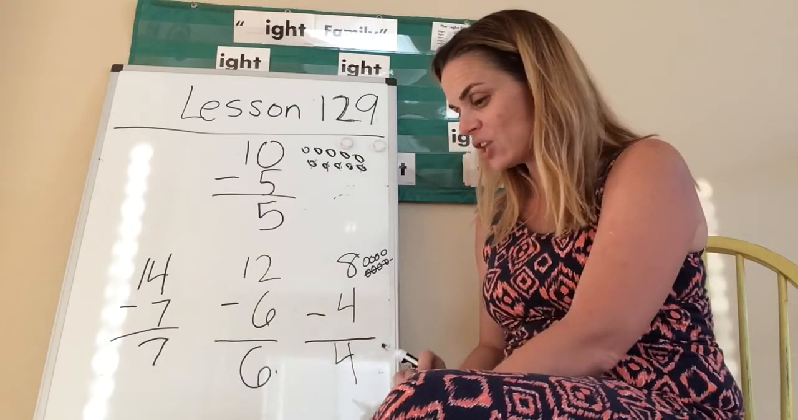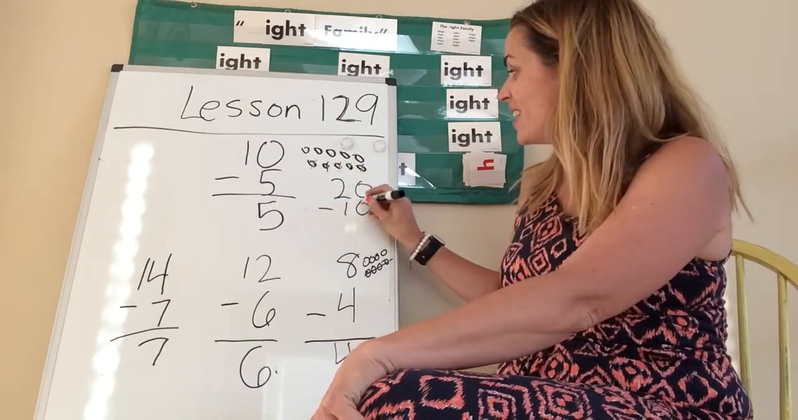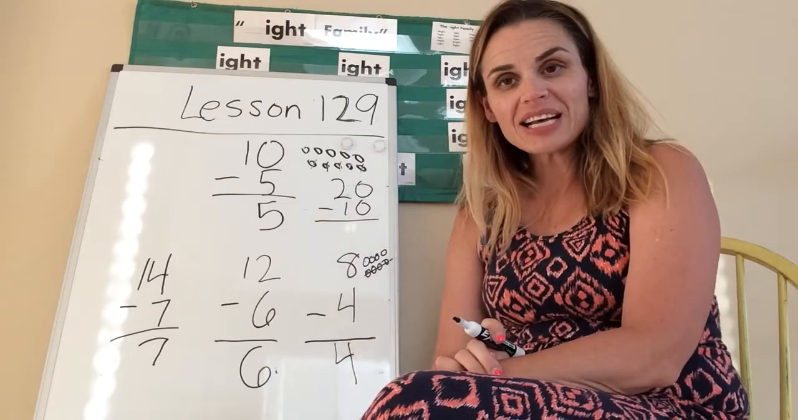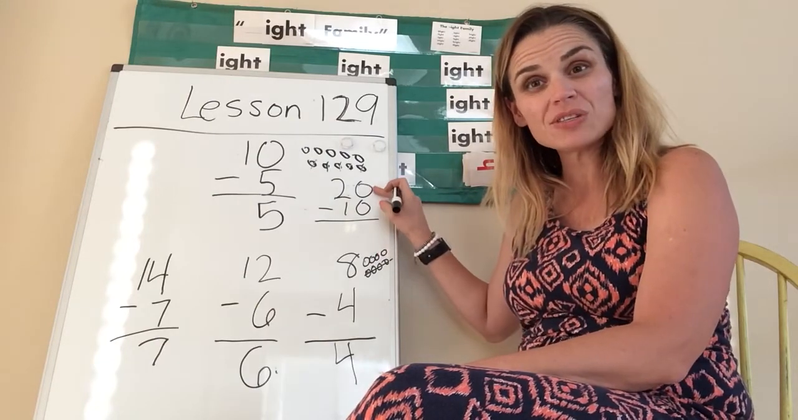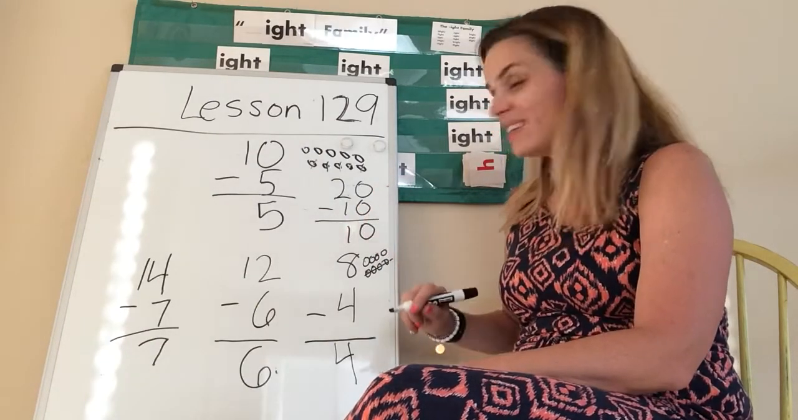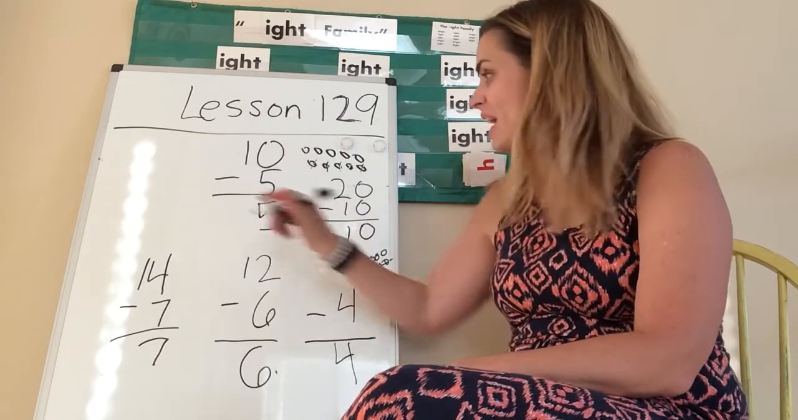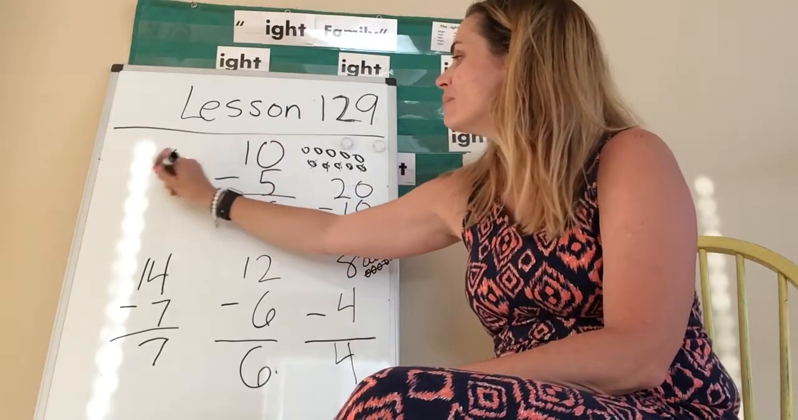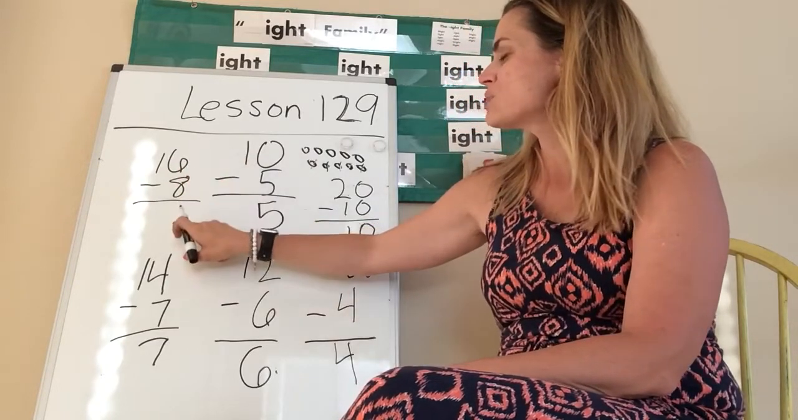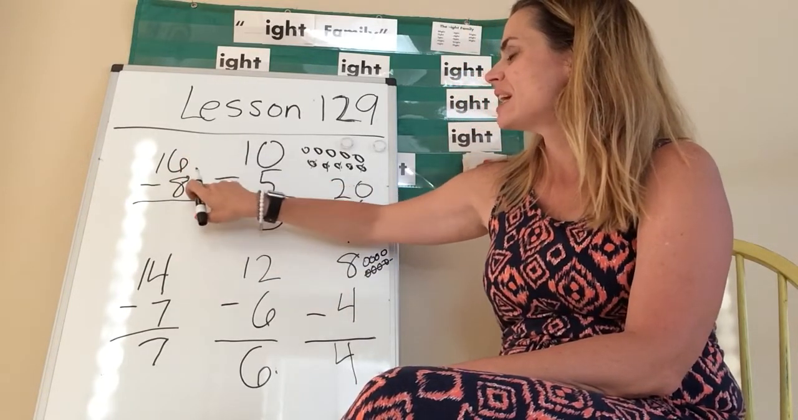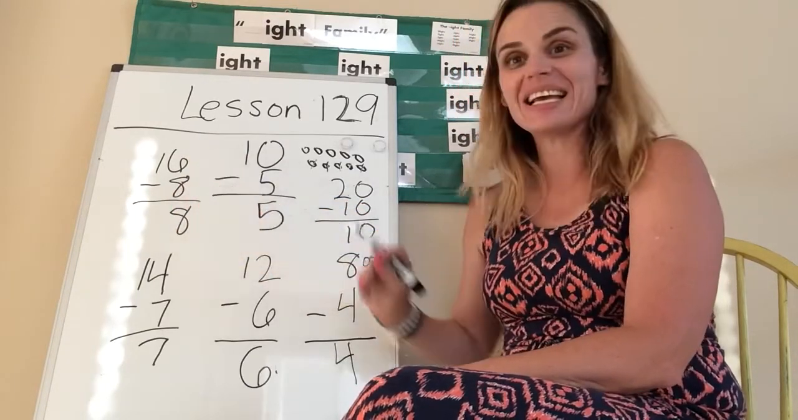All right, so let's take a look. How about 20 minus 10? That's a big number. But is this a doubles fact right here? It is. 10 plus 10 equals 20, right? So 20 minus 10 is 10. Let's try one more. 16 minus 8. What is 16 minus 8? 8 plus what equals 16? 8 plus 8. Good. 16 minus 8 is 8.